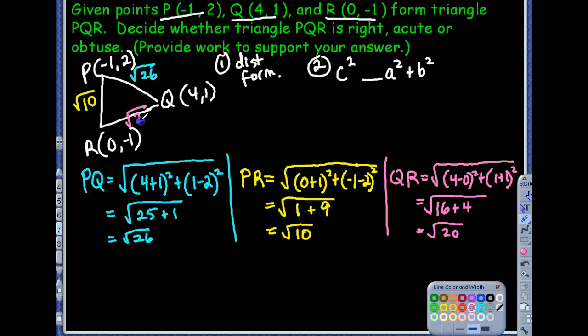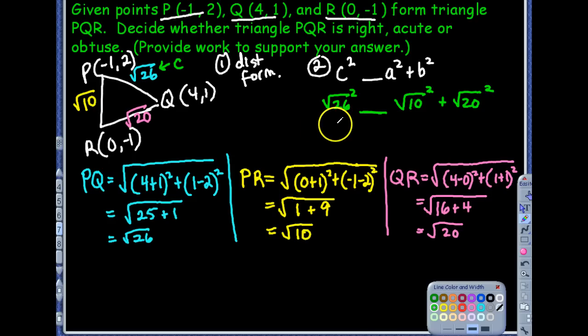All right, so now I know the side lengths, and I need to determine how c squared compares to a squared plus b squared. And I know the longest side here. The nice thing about not simplifying any radicals is that it's very easy to determine. The longest side is radical 26, so this is going to be your c. So the question is, how does radical 26 squared compare to radical 10 squared plus radical 20 squared?